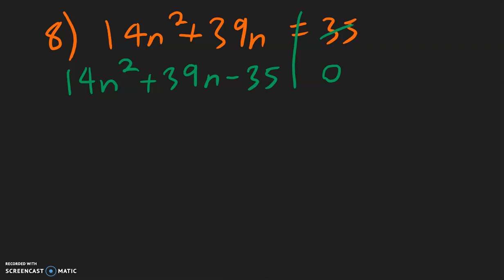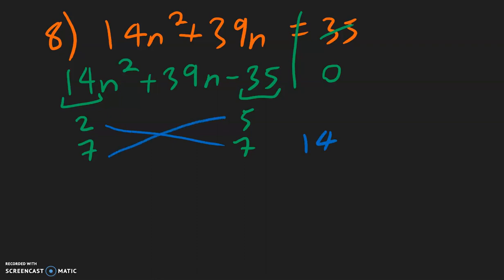Now we can factor this. Let's break up the 14. 14 we can try 2 times 7, that's 14. And for 35 we can try 5 times 7. Now cross multiply. 2 times 7 is 14, and 7 times 5 is 35.